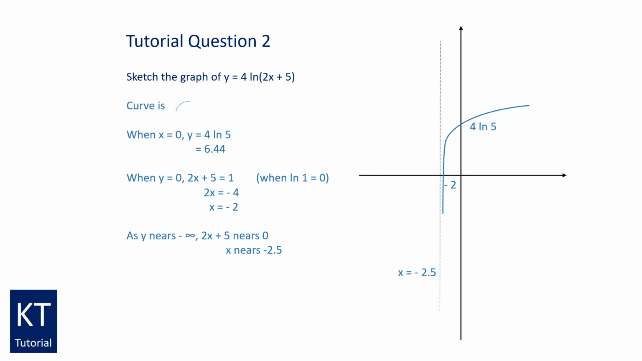And when y is 0, that's when log 1 is equal to 0. We could identify 2x plus 5 as being equal to 1 to solve for its x as being minus 2. And finally, as y nears negative infinity, 2x plus 5 must near 0, which implies that x must near minus 2.5. This would then allow us to plot the graph as shown on the right.